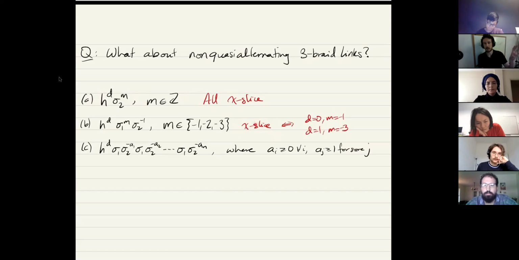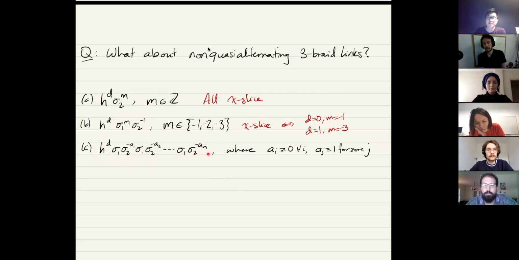The rest can be obstructed by simple things like if M is -1 or -3, this is just a knot, and none of them are slice because their signatures are non-zero. You can sort of see that. If it's 2, then it's a 2-component link, and you can look at the double branched cover and see that it can't bound a rational ball. So it's kind of simple. These are pretty simple 3 braids to work with.